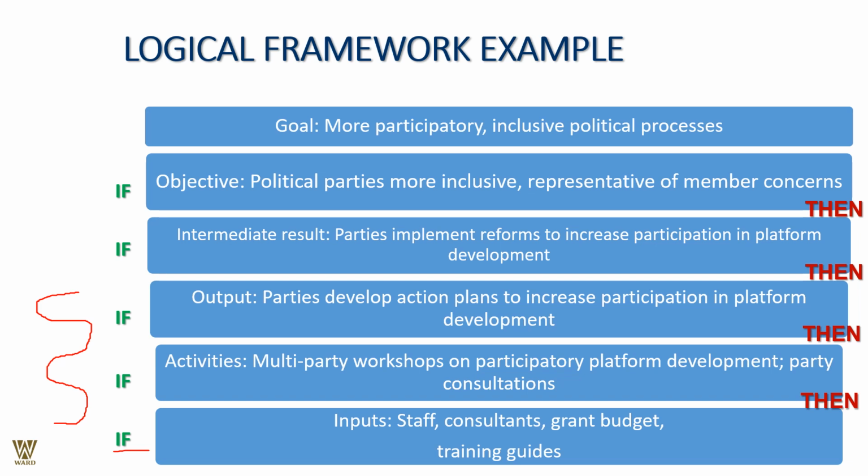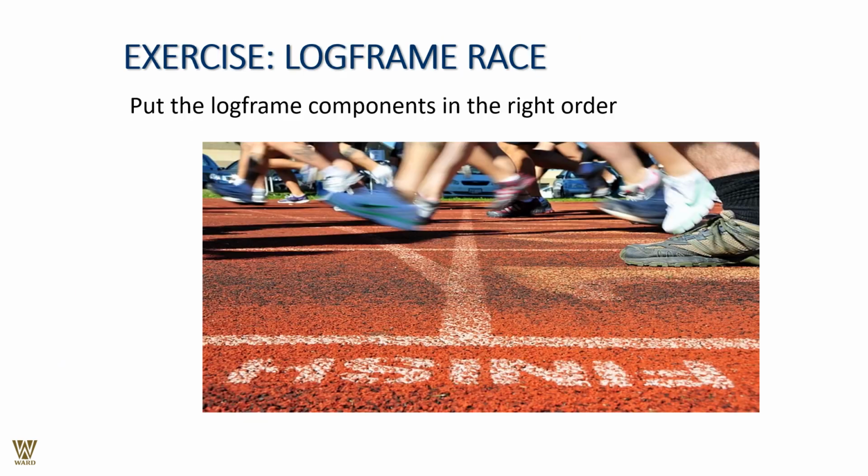All the inputs, your staff, your consultants, your grant, your budgets, your training guides, lead to an amalgamation of small activities like multi-party workshops, participatory framework development, party consultation. These activities lead to an output, as in parties developed an action plan to increase participation in the platform. And this is how we come across it. Intermediate result: parties implemented reforms to increase participation in the platform development. Objective: political parties may be inclusive. Now here the movement grows bigger and bigger until it becomes the culmination point of having an inclusiveness of the society, and the community changes take place thereby.